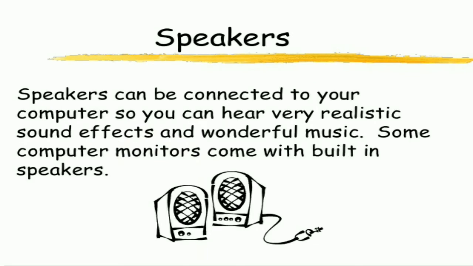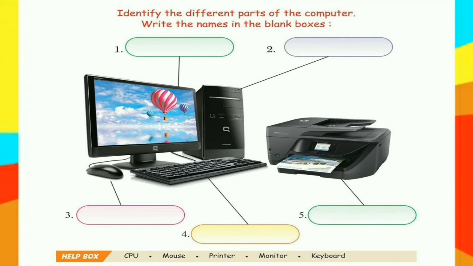So children, now we are doing some exercise on it. You are all right with me, children. Identify the different parts of the computer. Write the names in the blank boxes. Here we can see computer devices and all the parts of a computer. Firstly, we see the printer, then the CPU, the brain of the computer, then the monitor. We see all the things on the monitor.